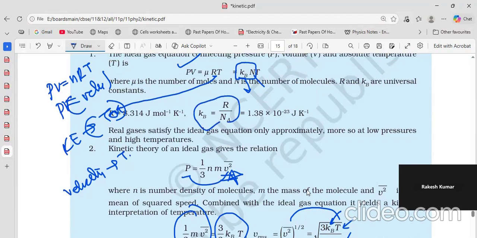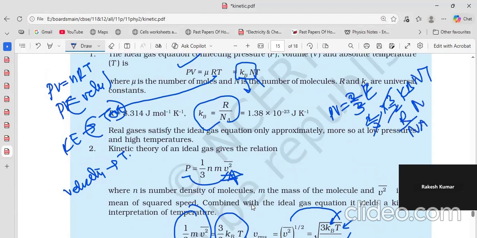So when I did this, PV is equal to 2 by 3 E. E is nothing but 2 by 3 into 3 by 2 kB into NT. Now the 3s will cancel. kB into N, kB is R by NA. So N by NA is nothing but n, so nRT. So that's how PV is equal to nRT. You derive a few of these so that you can get a feel of them. You have related the speed of the molecule to the macroscopic properties.